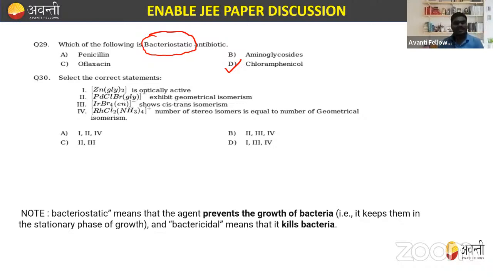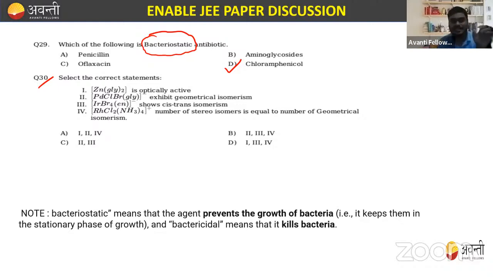Okay. Now, next we move to question number 30. They ask: select the correct statement. First statement: Zn(gly)2 is optically active. Second statement: Pd(Cl)(Br)(gly) exhibits geometrical isomerism. The third one: IrBr4 shows cis-trans isomerism. And the next: for [Rh(Cl)2(NH3)4]+, the number of stereoisomers is equal to the number of geometrical isomers. Okay, so which statement is correct?